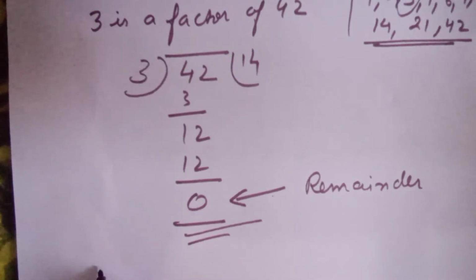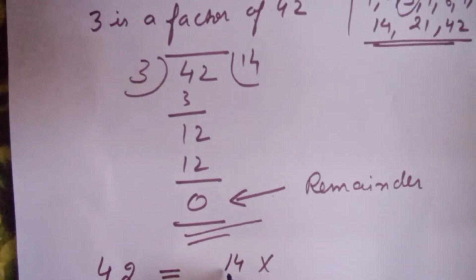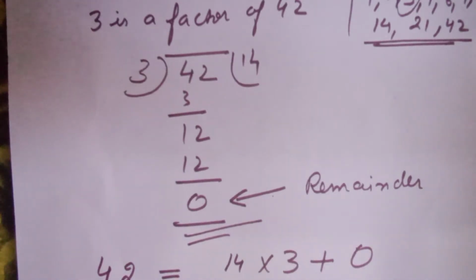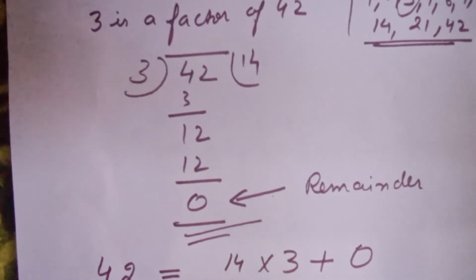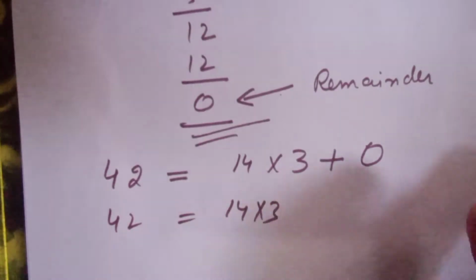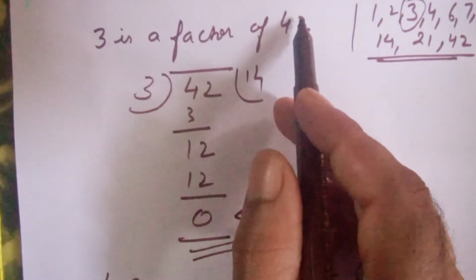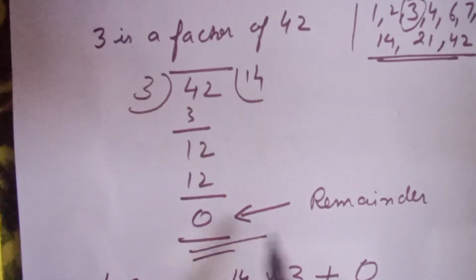That means when we write Euclid's algorithm, dividend is equal to divisor multiplied by quotient plus remainder. So what is the main point? That 3 is a factor of 42 because when we divide 42 by 3, the remainder comes out to be 0.